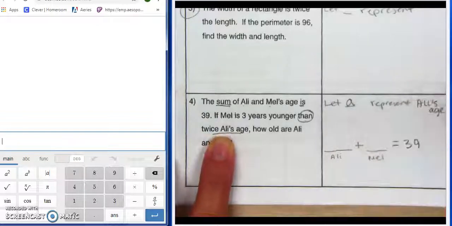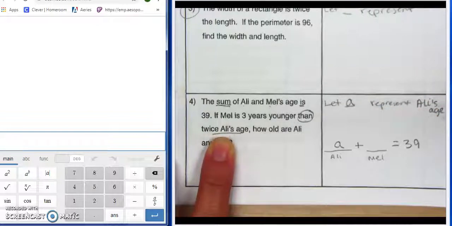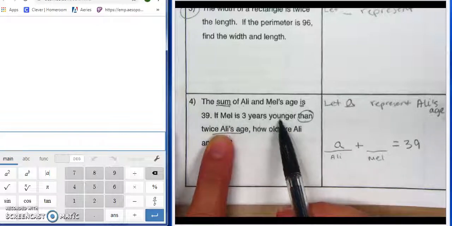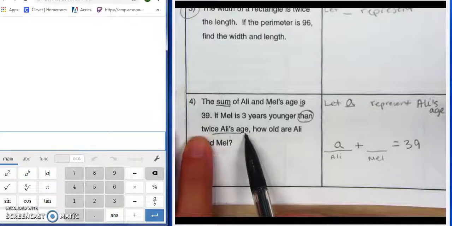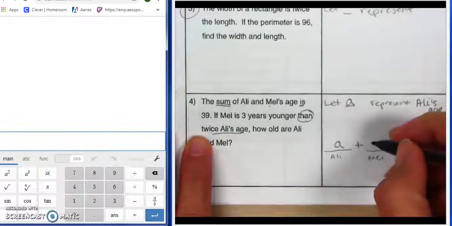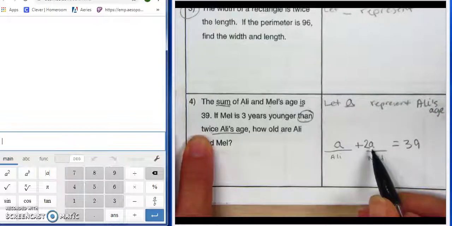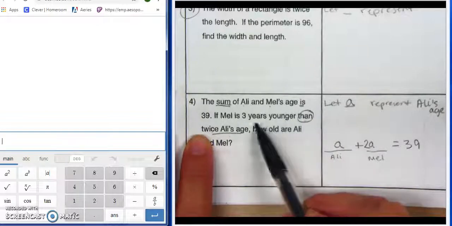Since we're letting A represent Allie's age, I'm going to fill in A. Now for Mel, it says Mel is 3 years younger than twice Allie's age, which means they took Allie's age. Twice means multiplied it by 2, so I'll throw a 2 in front of it. And then it says 3 years younger, or younger 3 years.